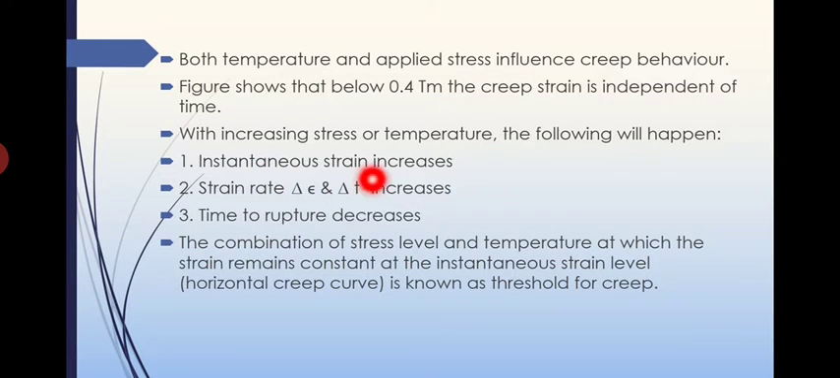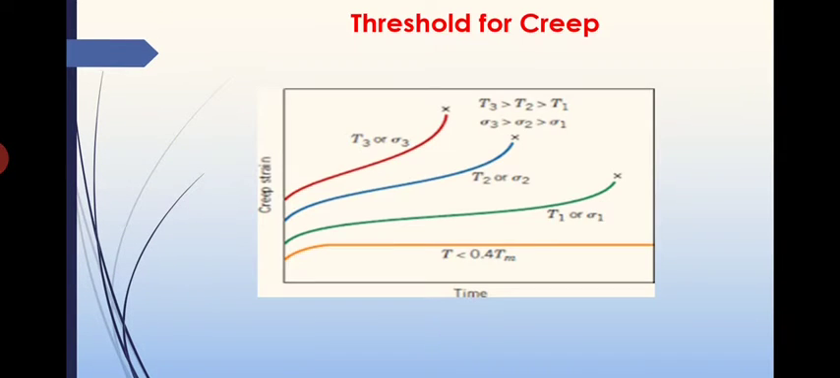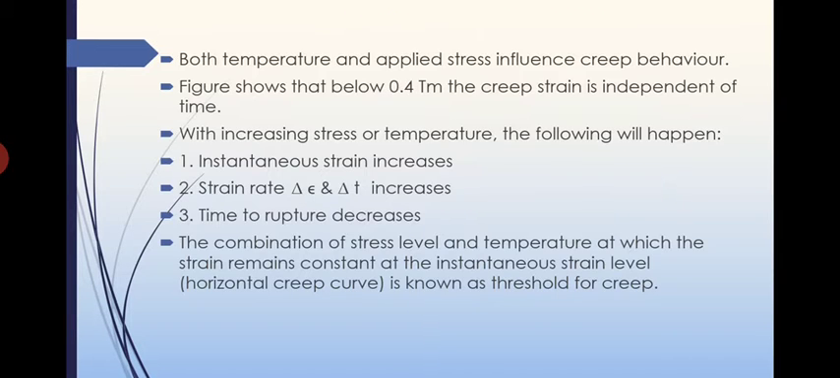First one is instantaneous strain increases. So you can see in all these curves, strain rate is increasing. Here strain rate is, if you take the slope, this much only. Here strain rate is more increased. Here also strain rate is increasing for a particular time. If you choose a particular time interval, strain rate means the gap, that difference between, if you draw horizontal, then you can measure the strain rate here. That difference will be higher if you go upward. Okay, so instantaneous strain increases.